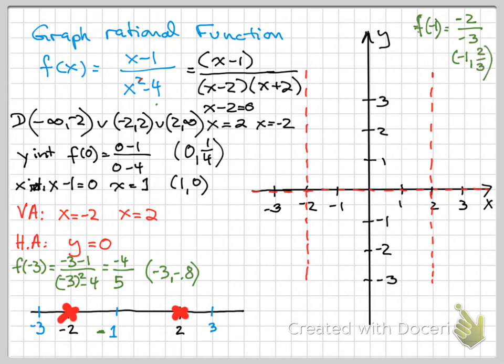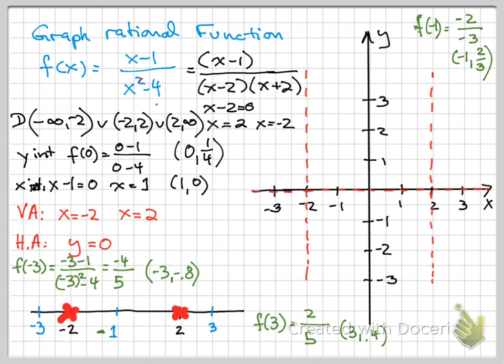And then I wanted to plug in 3, so f of 3 is 3 minus 1 is 2, over 9 minus 4, which is 5. So that gives me 2/5, and if I change it into a decimal, that would be (3, 0.4). Okay, so let me see if I can plot some points here and see what's going on.